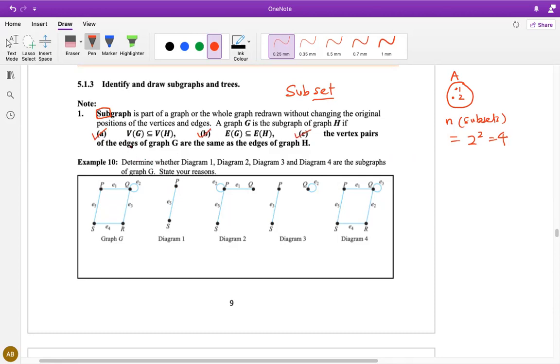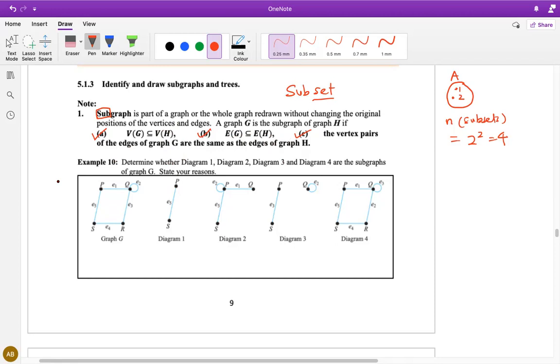So basically, the vertex set of the subgraph must be a subset of the vertex set of the graph given. Then the edges must be a subset of the edges of the graph given. And then the vertex pair of each edge of the subgraph and the edge of G must be exactly the same. That is called a subgraph, right?